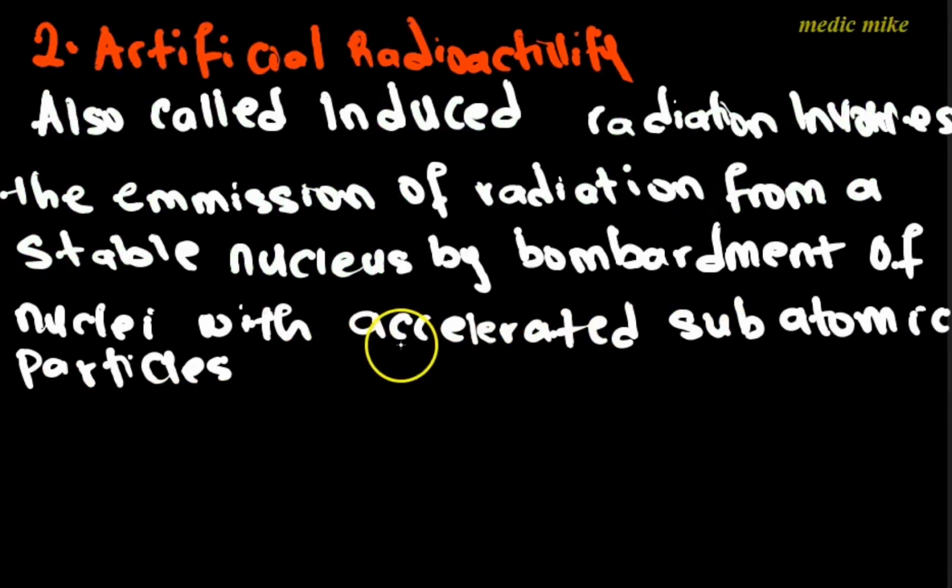Now, the number two type of radioactivity is artificial radioactivity, and it is also called induced radiation, which simply means, by the word induced, you should know that these nuclei are actually stable and they don't undergo radioactivity normally, but it can be induced on them by bombardment of nuclei with accelerated subatomic particles, and this includes artificial radiation by nitrogen.